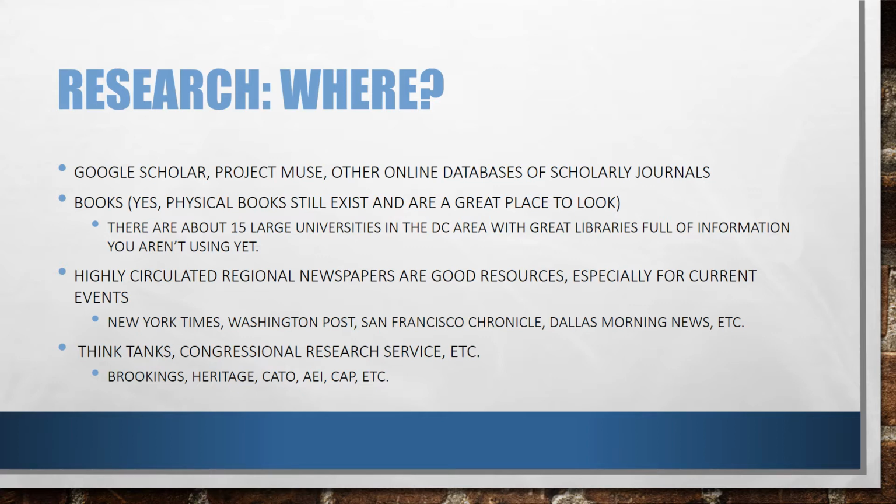Third, I'd look at highly circulated regional newspapers, especially for current events. This means the New York Times, the Washington Post, the San Francisco Chronicle, the Dallas Morning News, or other regionally well-circulated newspapers, not partisan journalism. Lastly, I'd look at think tanks, the Congressional Research Service, or other highly research-oriented organizations. This includes things like the Brookings Institution, the Heritage Foundation, Cato, the American Enterprise Institute, the Center for American Progress, or the Pew Research Trust.